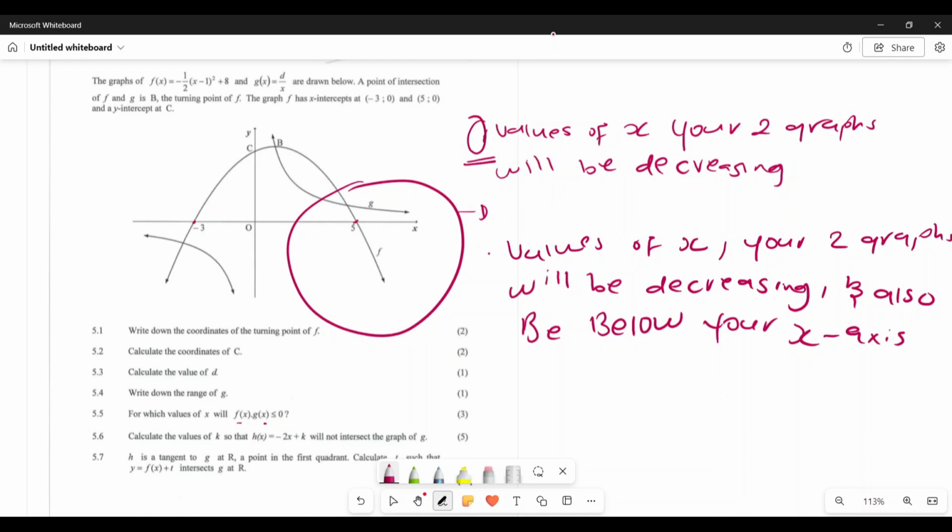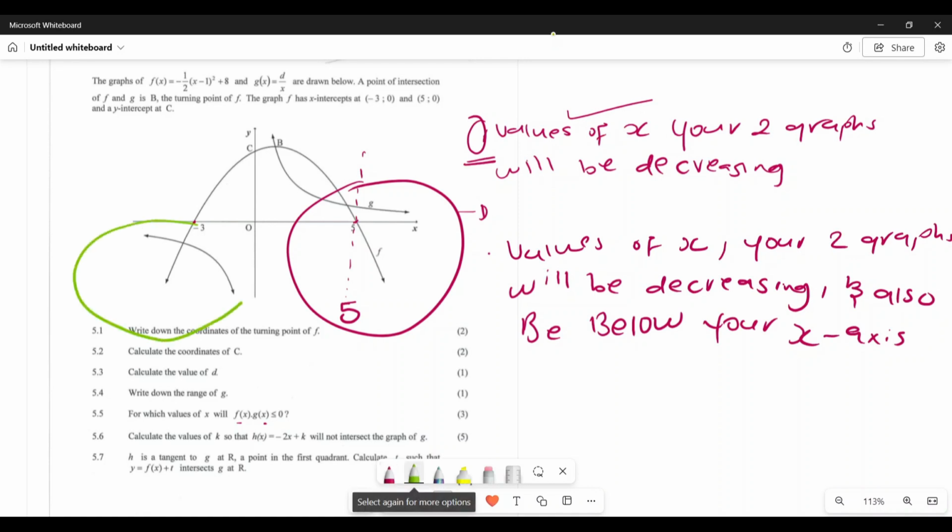But remember, I said our reference point should be our x-intercept's x coordinate, which is at 5, right? So we need to represent this point using inequalities, and our reference should be 5. But first, I needed to highlight this point. So this first point is where both graphs are decreasing. So it satisfies the first definition. Now, what about the second definition whereby both graphs are decreasing as well as below your x-axis?